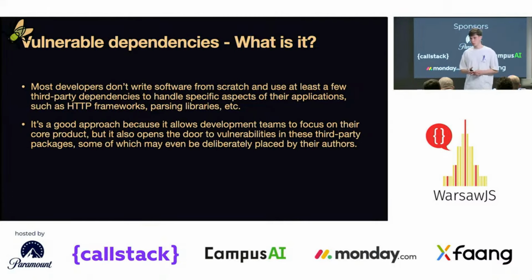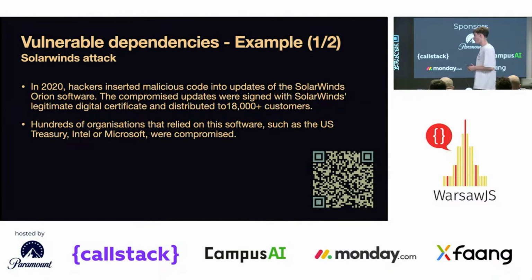And last but not least, vulnerable or toxic dependencies. Nowadays, most developers do not write all of the stuff from scratch, but instead rely on third-party libraries, like IP validation things, or literally anything. It is a good business decision because it allows people to focus on their core product instead of reinventing the wheel over and over. However, sometimes it might be a bad practice, like the SolarWinds attack that allowed hackers to inject malicious code in their software that would later be distributed to thousands of customers. As a result, hundreds of organizations, Microsoft, Intel, the US Treasury website, got hacked.